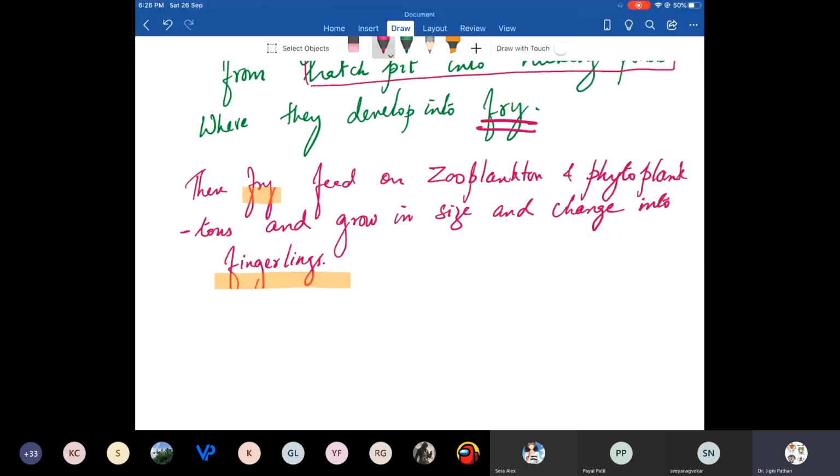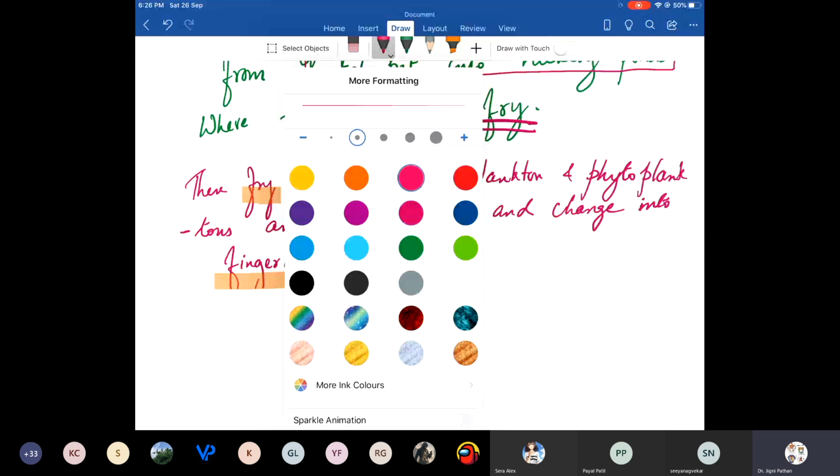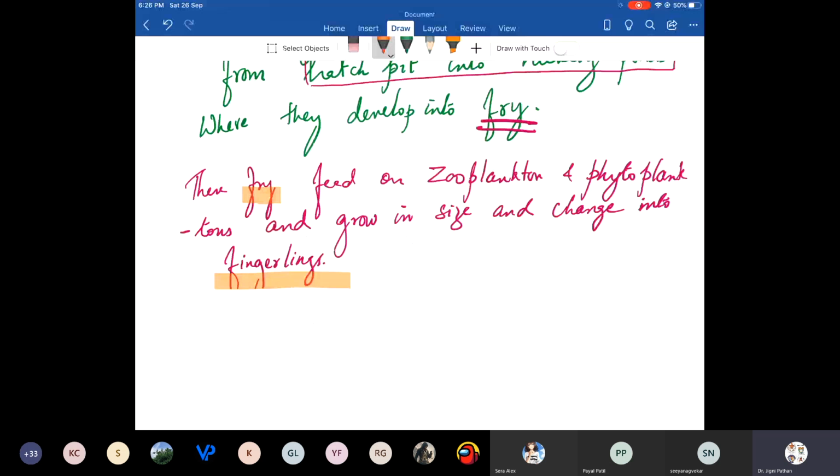Let us study what happens in the next step. You will get this figure once you read them together. Once everything is done, when you read it together, you'll understand much better. Next point: the fingerlings.